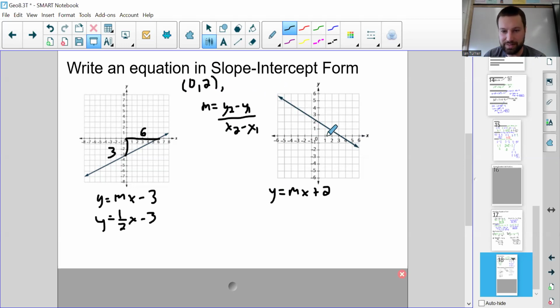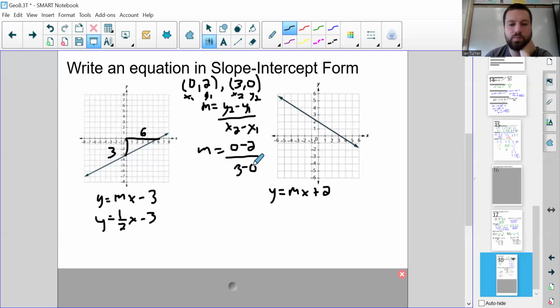Okay, and then our next point is 3, 0. Again, maybe this seems a little silly. You just count it. It's good practice, though. So our slope here, if we do x1, y1, remember, label your points. Good idea to always label your points so you keep everything cool. So we got x1, y1, and x2, y2. So our slope is going to be 0 minus 2 over 3 minus 0. Okay, and if we're careful with the negatives, that's going to give us negative 2 over 3.